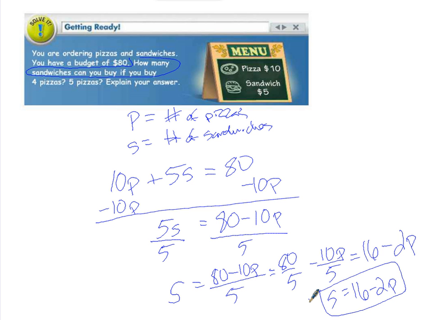We started with this equation, just in general. Now we have this equation solved for s. So, back to the problem. If I have 4 pizzas, I plug 4 in right here, and I do order of operations. I have negative 2 times 4, which is negative 8. 16 minus 8 is 8. And you guys told me I could get 8 sandwiches if I bought 4 pizzas, right?